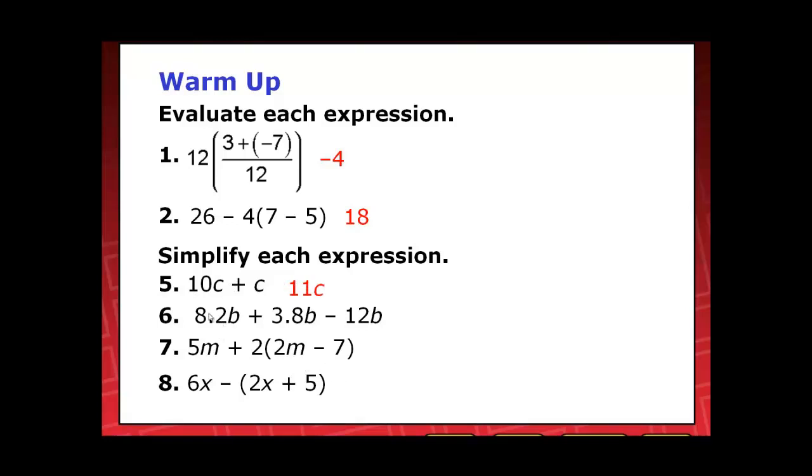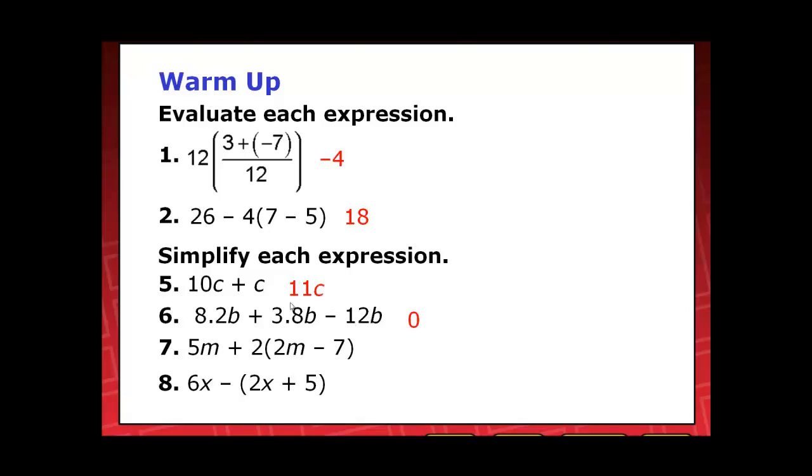Here, 8.2b plus 3.8b minus 12b. So we will take 8.2 plus 3.8 minus 12. This will equal 0, so 0b equals 0. If the coefficient is 0, the whole term will be 0, because the relationship between the variable and the coefficient is multiplication. So 0 multiplied by anything equals 0.